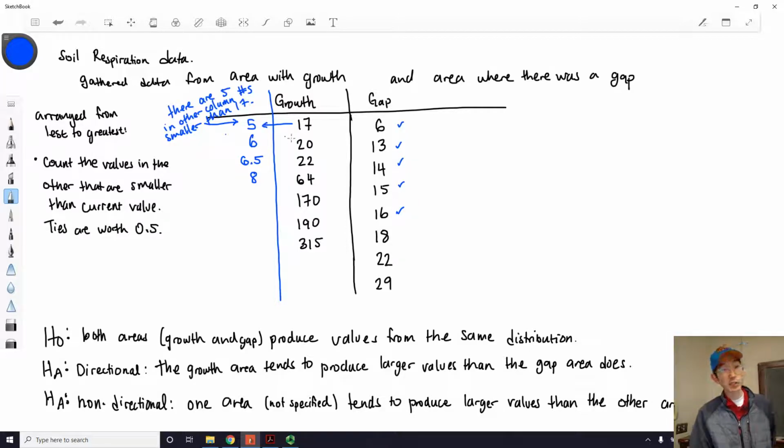Okay, and I do this for each one. So at 20, 18 is also smaller, so there's 6 values. Ties are worth 1/2. So here I've got a 22. I've got 6 values that are smaller and a tie, so that's going to give me 6.5. And at 64, all 8 numbers are smaller, so I write 8. Okay, and then here's 170, so I'm also going to write 8. 190 is 8, and 315 is 8.